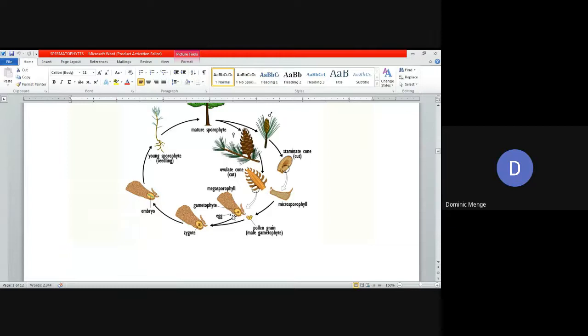All right. So then we have what we call one egg that develops into an endosperm without fertilization. One male gamete fertilizes the female gamete, producing what we call a sporophyte.